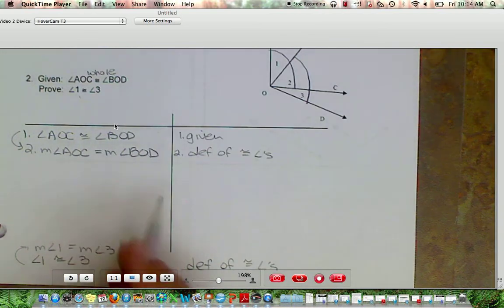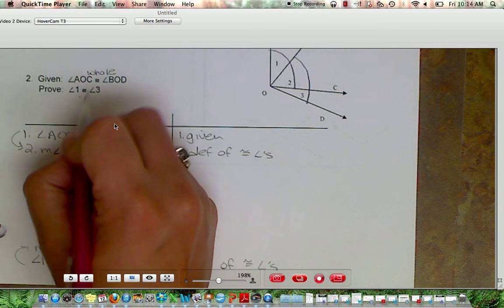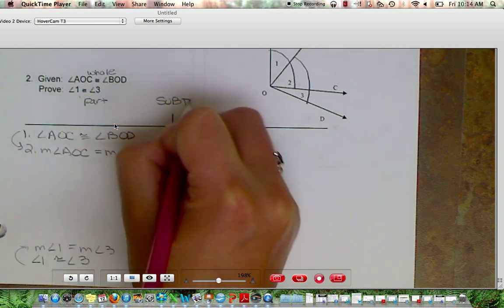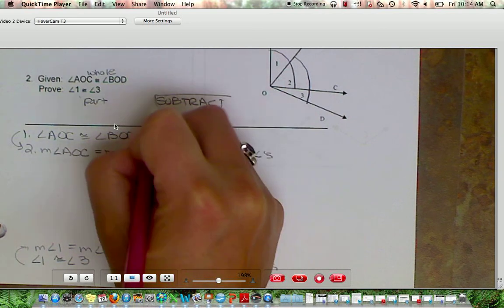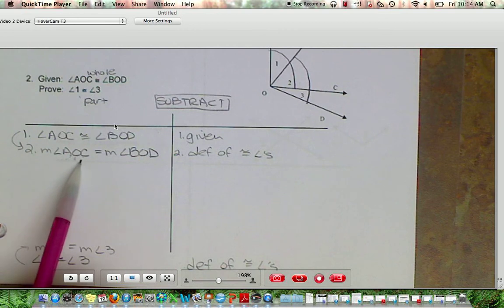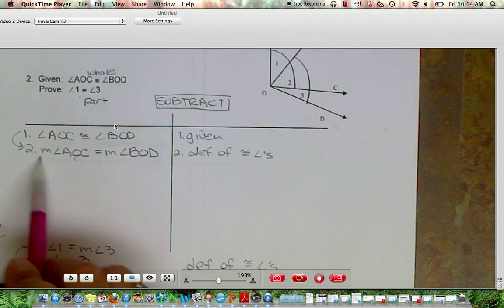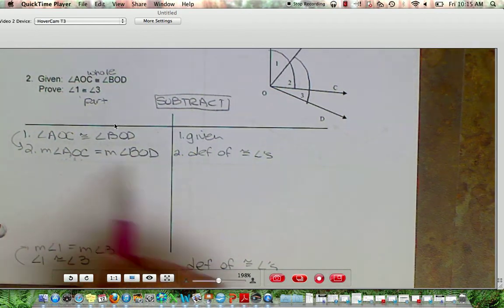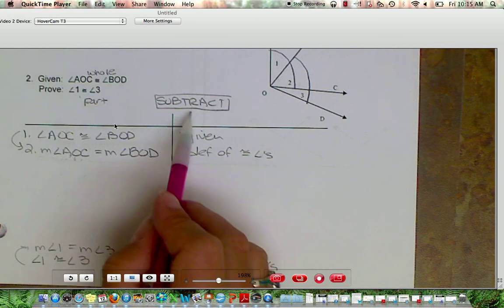But we have a problem. We're at a whole and we want to get to a part, so this is a subtraction proof. But I can't subtract anything from this angle AOC to get down to angle 1 unless I stretch it out into its parts that make up AOC. So in a subtraction proof, you're going to have to expand these into the angles that make them up before you can do your subtraction step.